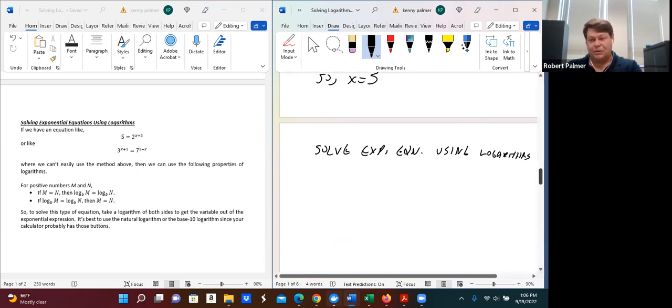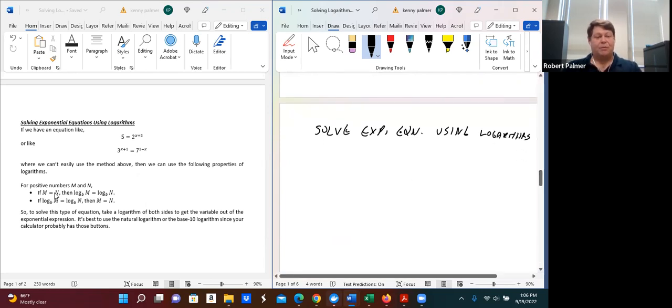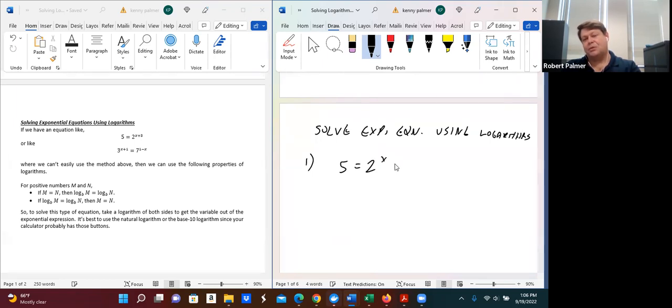So we're essentially using this property we learned in reverse. If m equals n, then as long as m and n are positive, we can write the log of any base of m equals the log of any base of n, as long as they're the same base. Let's look at number 1 and solve this. We have 5 is equal to 2 to the x plus 3. I can use any base log of both sides.